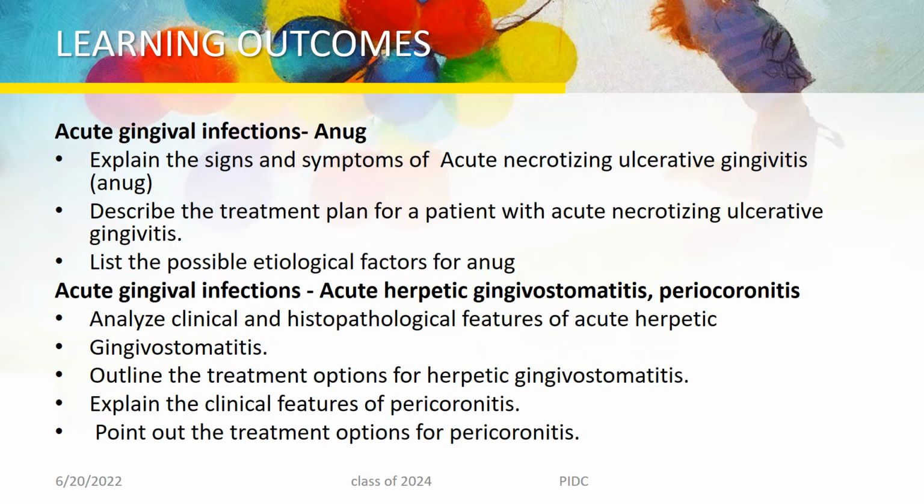Acute gingival infection is related to acute herpetic gingivostomatitis and pericoronitis. Analyze the clinical and histopathological features of acute herpetic gingivostomatitis, outline the treatment options, and explain the clinical features of pericoronitis and point out the treatment options for pericoronitis.